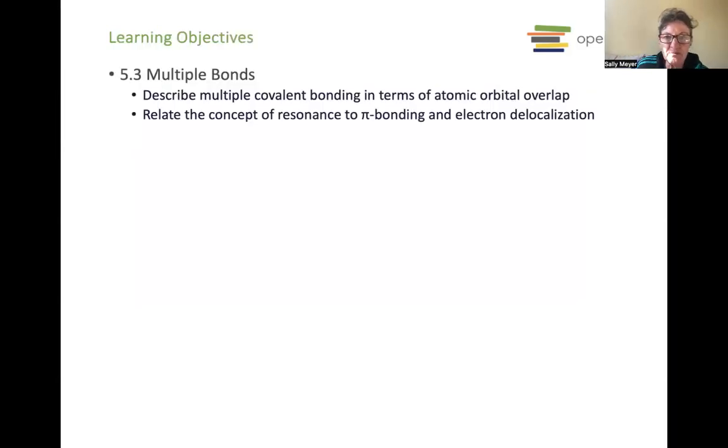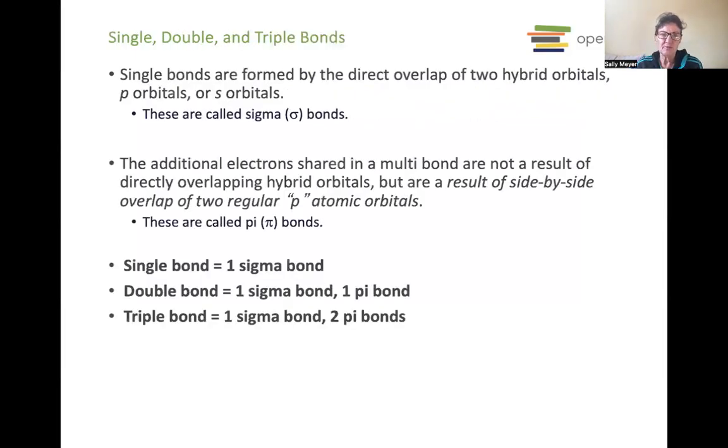So multiple bonds. We want to think a little bit more about multiple bonds, and about pi bonding and the idea of delocalization in resonance structures. So single bonds are formed by the direct overlap of 2 hybrid orbitals, p orbitals or s orbitals. Those are sigma bonds. So all single bonds are sigma bonds. The additional electrons shared in a multiple bond are not a result of hybrid orbitals, but the result of the side-by-side overlap of 2 normal p atomic orbitals.